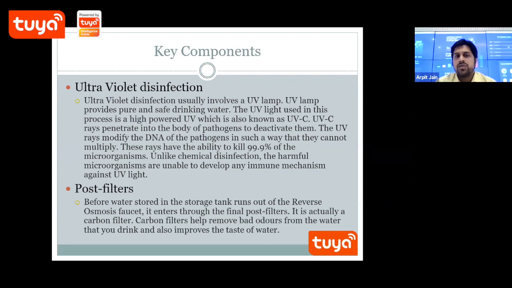So basically UVC rays penetrate the body of pathogens to deactivate them. The UV rays modify the DNA of the pathogens in such a way that they cannot multiply. These rays have the ability to kill 99.9% of the microorganisms. Unlike chemical disinfection, the harmful microorganisms are unable to develop any immune mechanism against UV light.